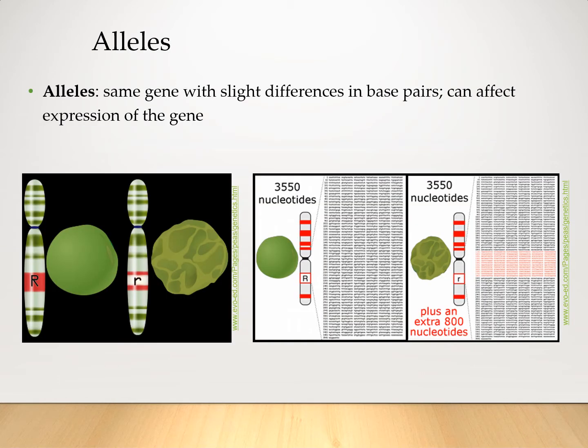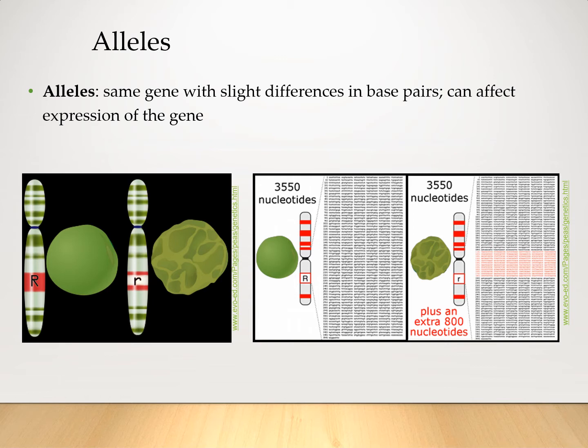What is the actual difference in two alleles? Notice the dominant smooth pea versus the recessive wrinkled pea in the left image. The left half of the other image shows the DNA sequence of 3,550 nucleotides for the dominant allele of smooth pea shape.